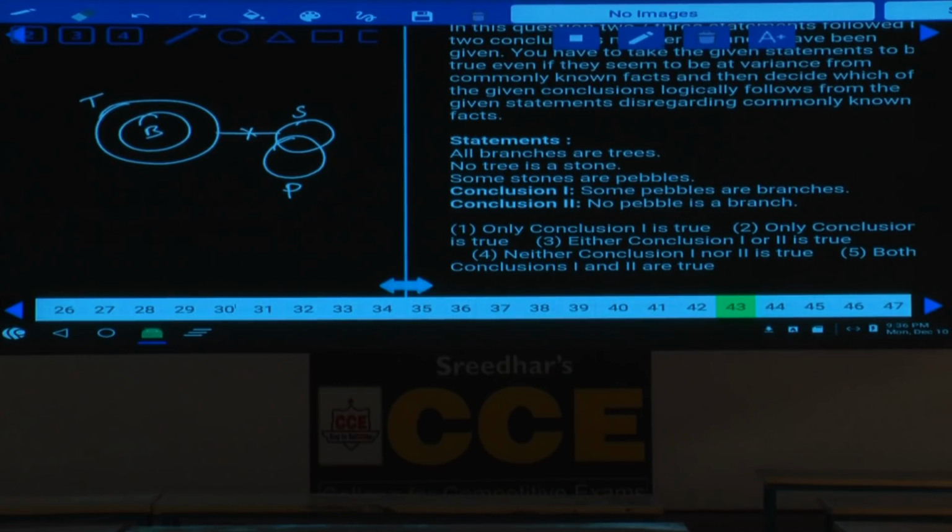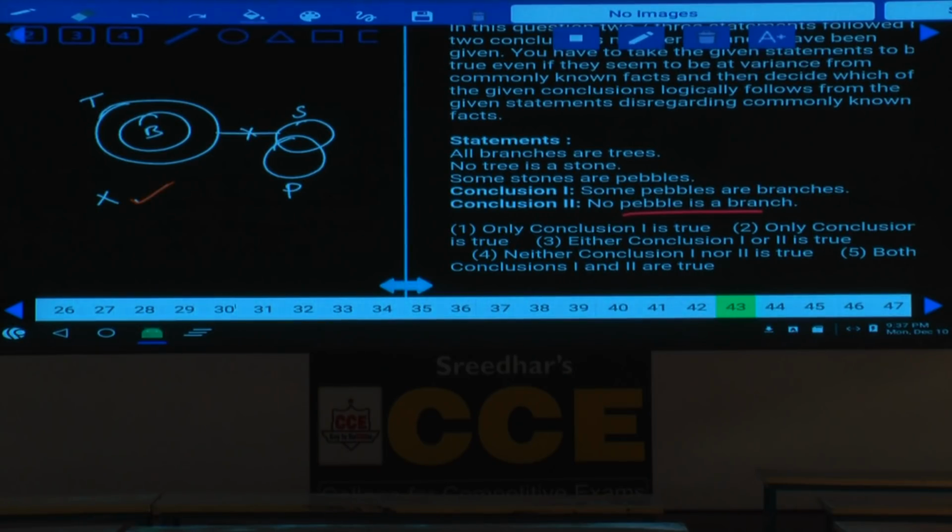Some pebbles are branches. Some of the pebbles are branches, that is false. No pebble is a branch, definitely true. Now, first conclusion does not follow. Second one, no pebble is a branch, definitely true. Now, in order to make this one false, tell me whether we can draw an alternate diagram or not. Now, the second conclusion is true, and the second one is a negative conclusion.